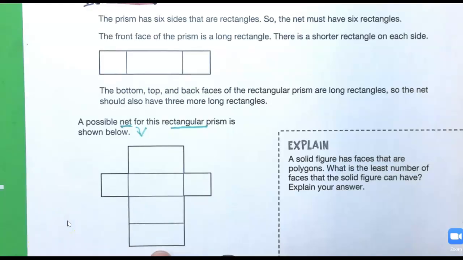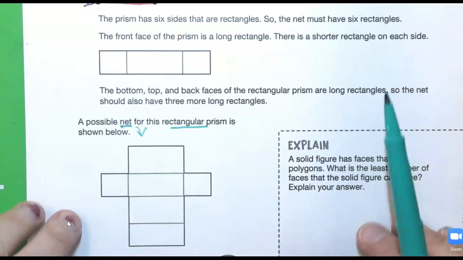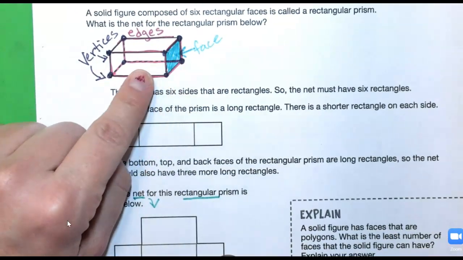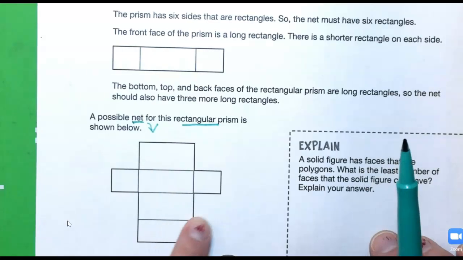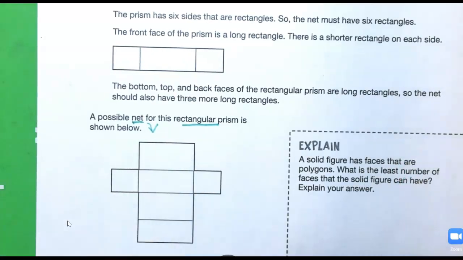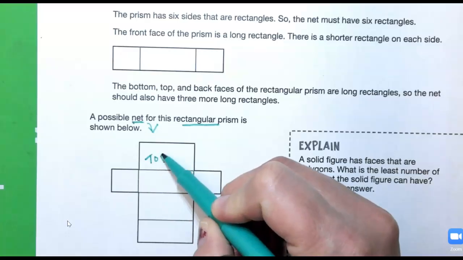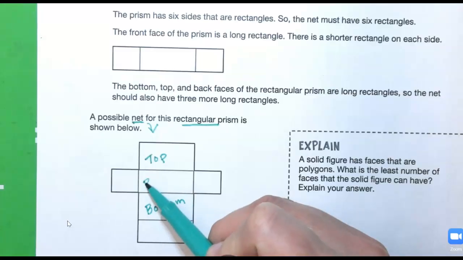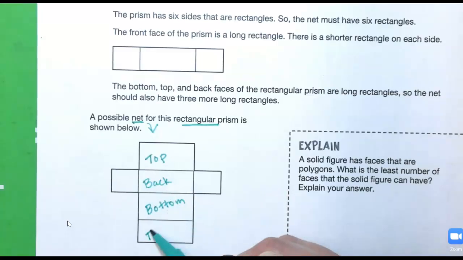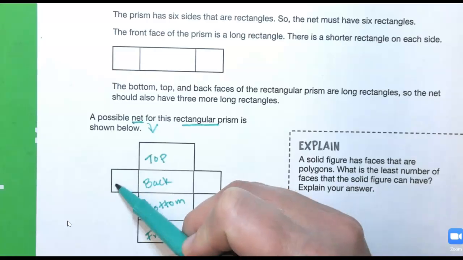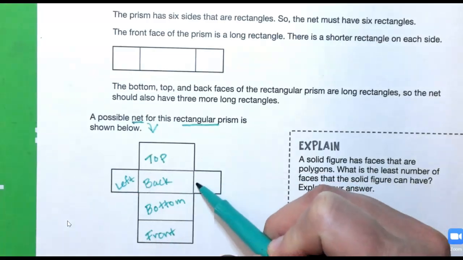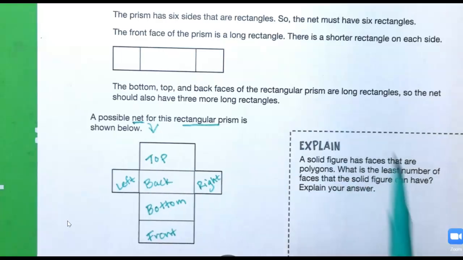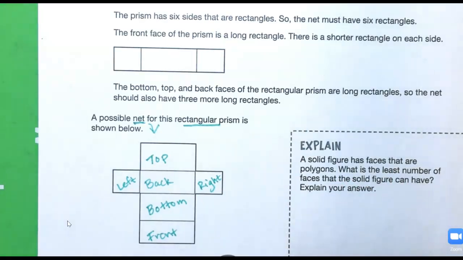So going back to our net on our paper here, they basically took this rectangular prism up here, unfolded it, and they can see all the parts of this. So we would have the top and the bottom, and then we have the back and the front. We have the left side and the right side. So the net is going to show us all of the rectangles that when folded back together will make that three-dimensional solid.